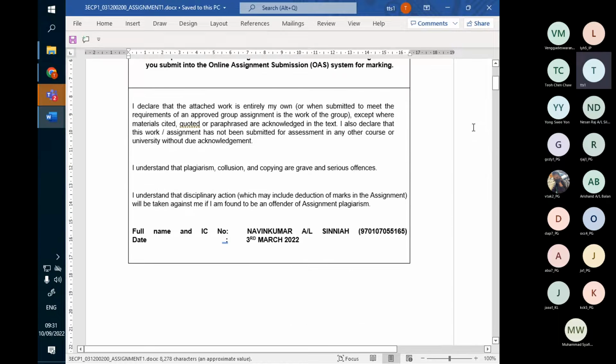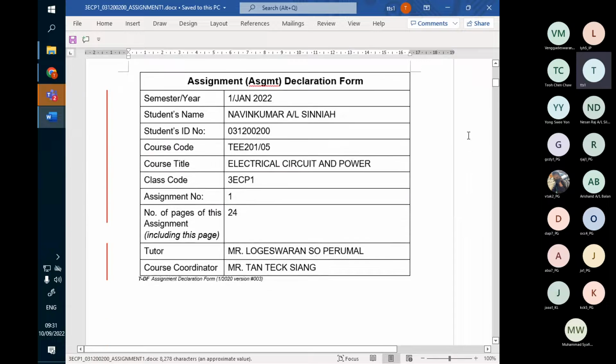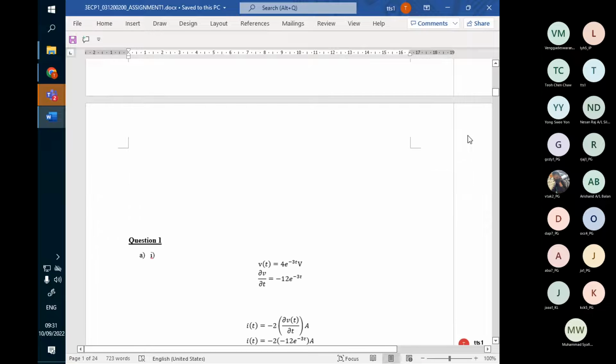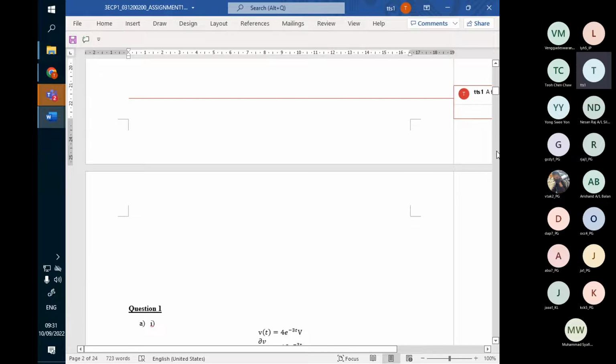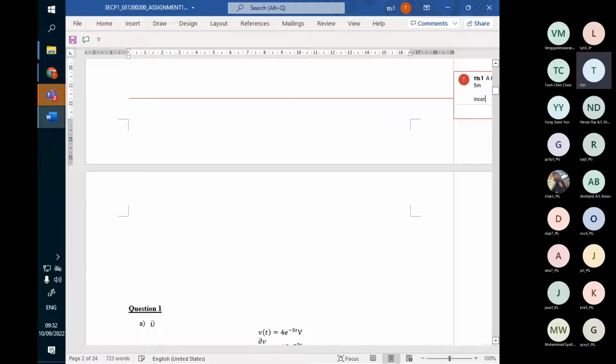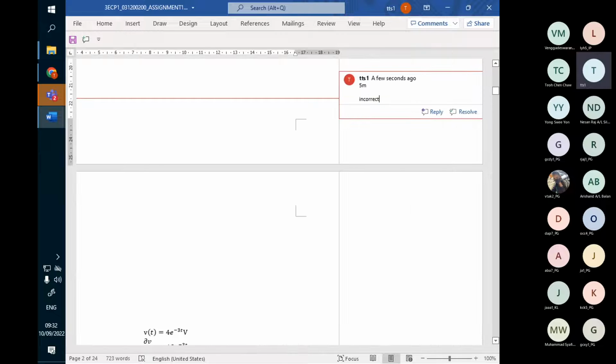I'll show you what I mean when I mark your assignment. You see here, I can easily add my comment, whether it's correct or not, 5 marks, or I can say your answer is incorrect. I can easily add my comment here if you submit in the Microsoft Word file.